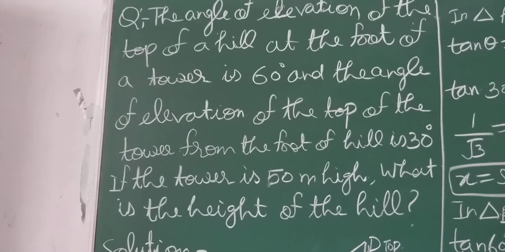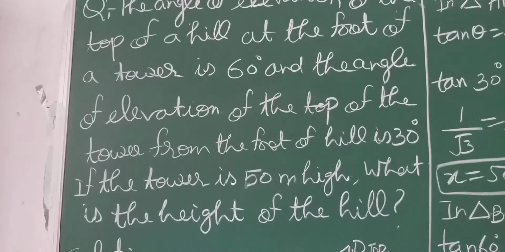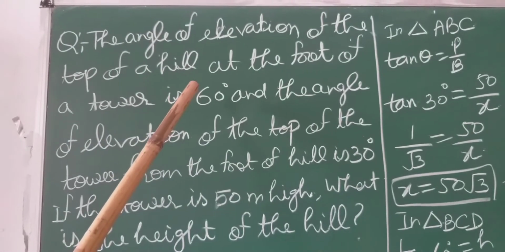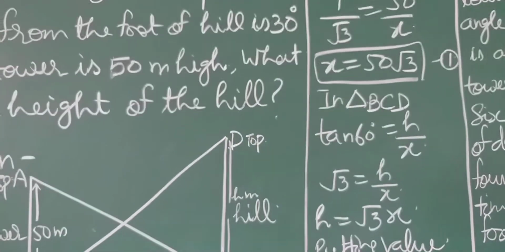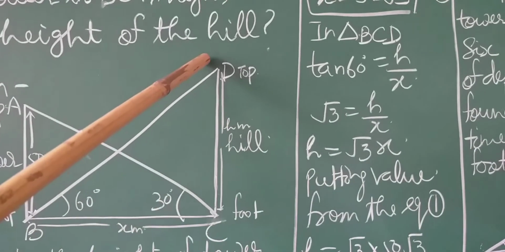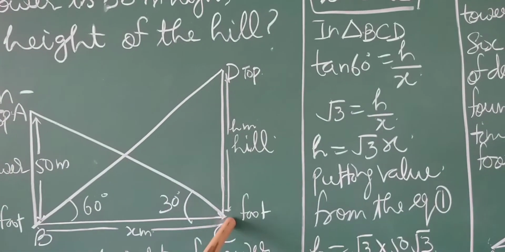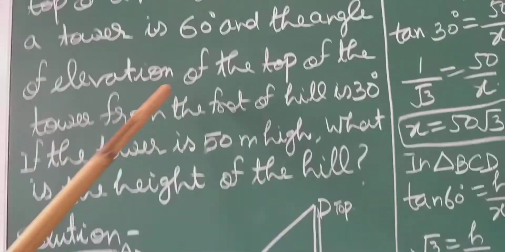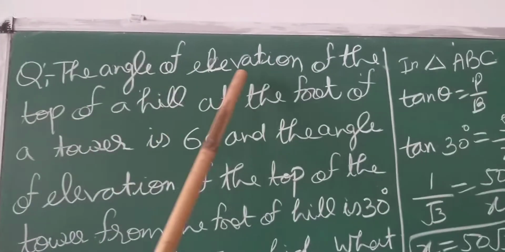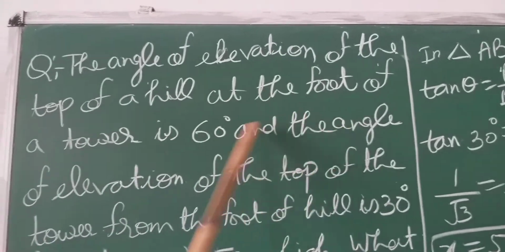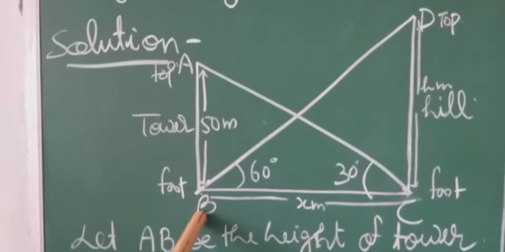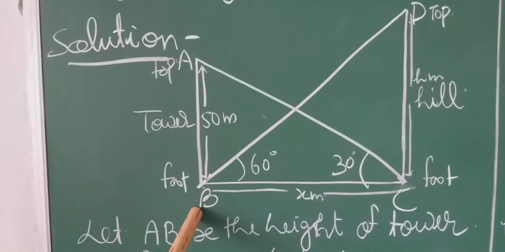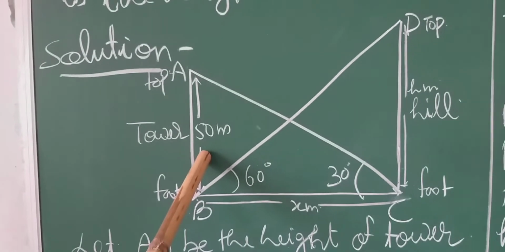Okay, students. Let us draw the diagram. The angle of elevation of the top of the hill. We have to draw a hill. So I have drawn here line CD, which represents the height of the hill. And the angle of elevation of the top of the hill at the foot of the tower. So I have drawn line AB. It shows the height of the tower. AB is given as 50 meters.